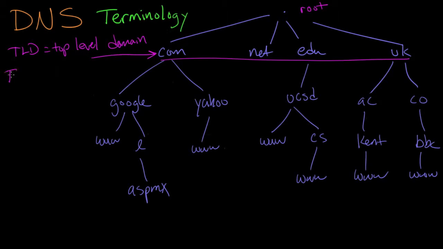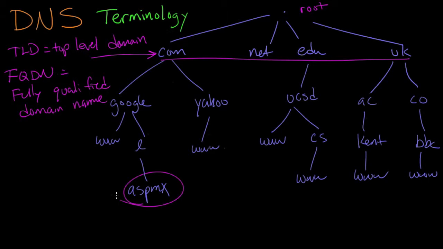Another term is FQDN, which stands for fully qualified domain name. And a fully qualified domain name is one that's completely spelled out. Like, let's take this point right here, this one down here, this ASPMX. Its fully qualified domain name is aspmx.l.google.com. And this last dot here comes from the root of the DNS hierarchy.